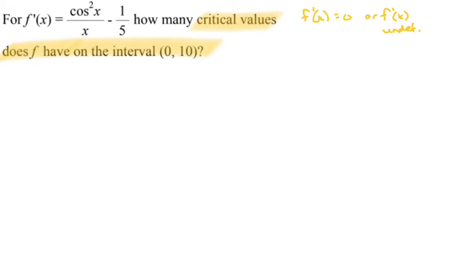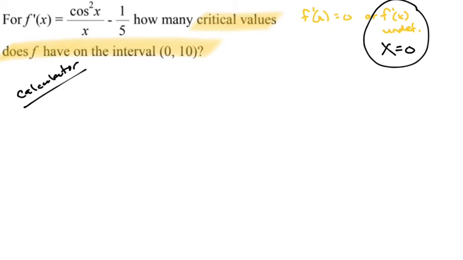Then you should have noticed on the question that it said it was a calculator question. Yes, it is, because I can't do this without one, I don't think. I can do part of it. I already know that f prime of x will be undefined, right? Think about what could make this undefined. Cosine is always defined, so that's not an issue. But if we had a 0 in the denominator, that would cause a problem. So what if x was 0?